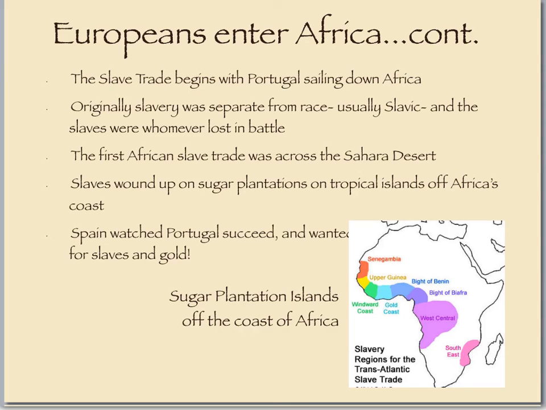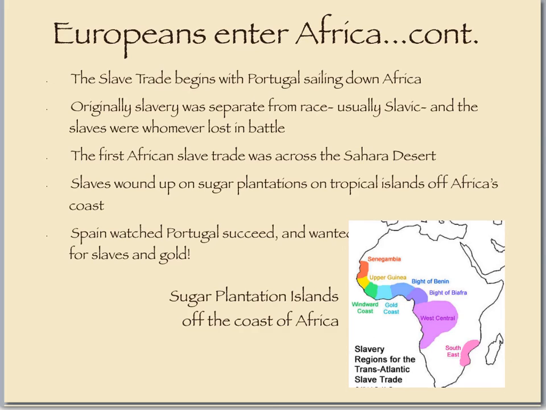Okay, we're going to continue with this section and talk about more of Portuguese exploration. Unfortunately, a consequence of their exploration around Africa is the beginning of the slave trade. And these slaves were captured in Africa by other Africans and also by some Arabs, and they were brought along the coast of the Atlantic Ocean to be sold to the Portuguese as slaves.